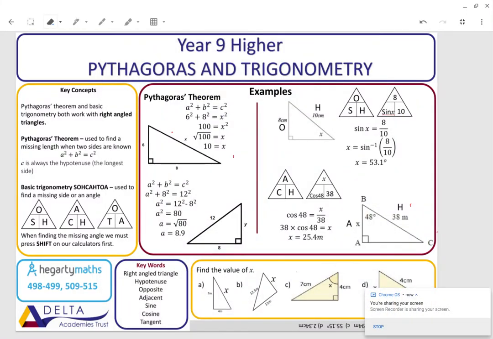This is the knowledge organizer for Pythagoras and trigonometry. Now, why should you use a knowledge organizer? Well, this is the smart way of studying. A knowledge organizer organizes the knowledge for one topic all on one A4 piece of paper. So, this is for Pythagoras and trigonometry.